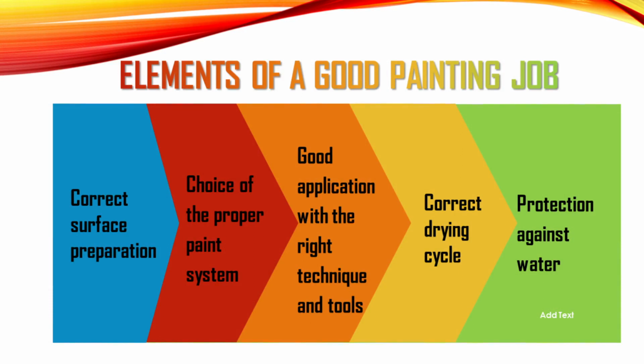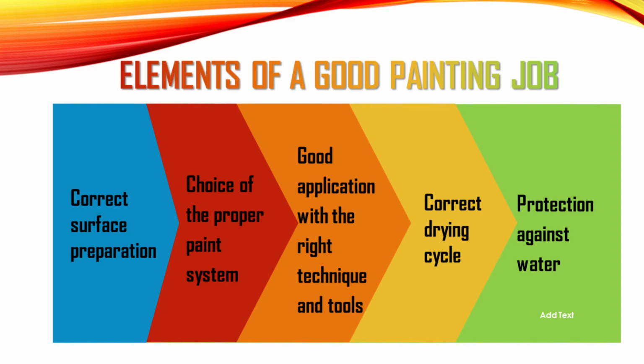First is the correct surface preparation. We all know that the primary essential property of paint is adhesion, and good adhesion demands proper surface preparation. Second is the choice of the proper paint system. Third is the good application with the right technique and tools. Fourth, the proper application tools depend upon the flow properties of the paint being applied.